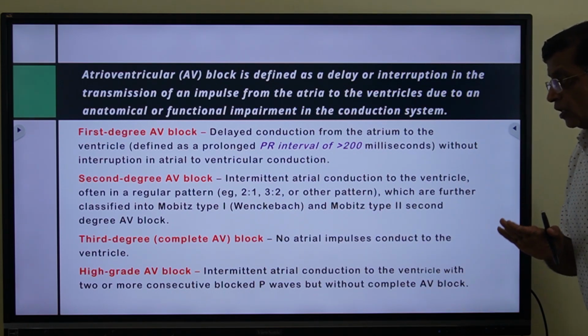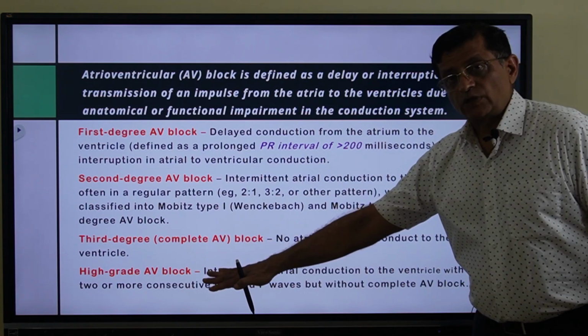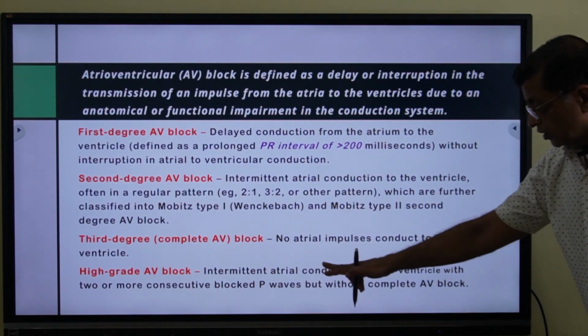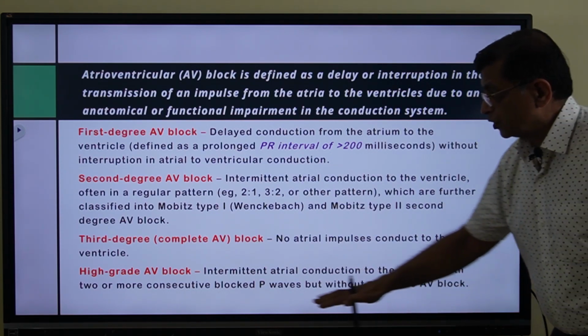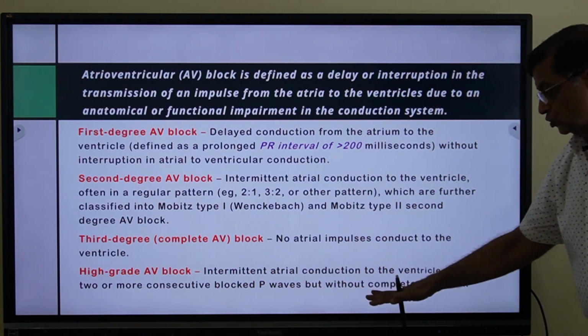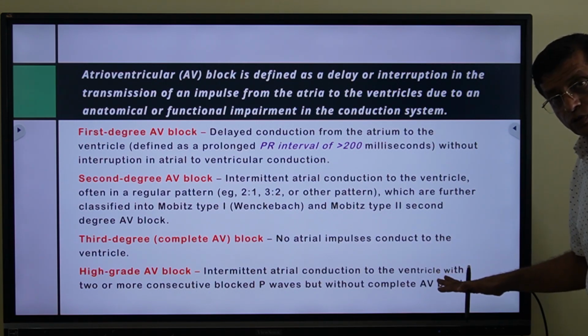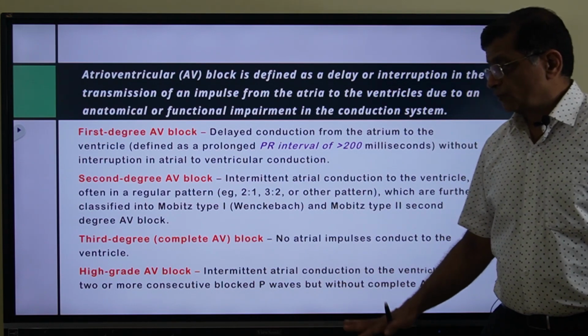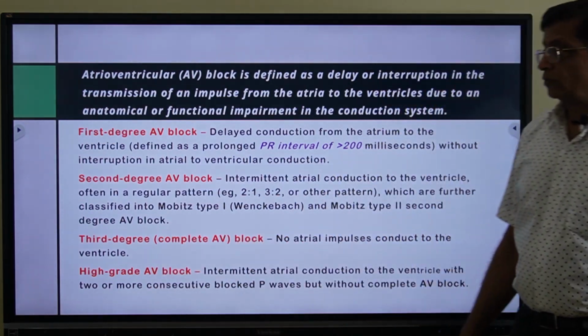or complete AV block. There is also sometimes a terminology used called high grade AV blocks. These are intermittent atrial conduction to the ventricles with 2 or more consecutive blocked P waves, but without complete AV block. So this is advanced second degree AV block, or Mobitz type 2 AV block, which is sometimes also called high grade AV block.